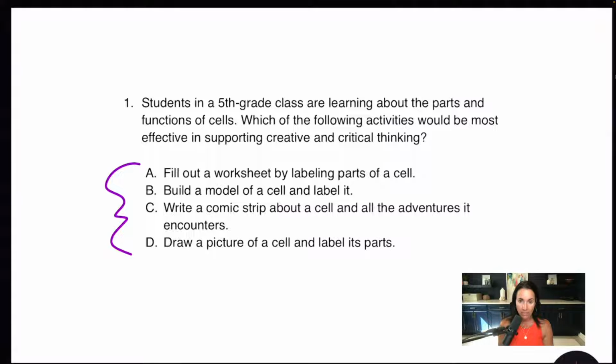Fill out a worksheet by labeling parts of a cell. Worksheet. Typically the wrong answer. I'm getting rid of A right away. Build a model of a cell and label it. Okay. Building a model of a cell is cool. We'll see. I'll leave it. C, write a comic strip about a cell and all the adventures it encounters. Okay. Write a comic strip. Build a model, write a comic strip. Okay. B and C look good. D, draw a picture of the cell and label its parts.